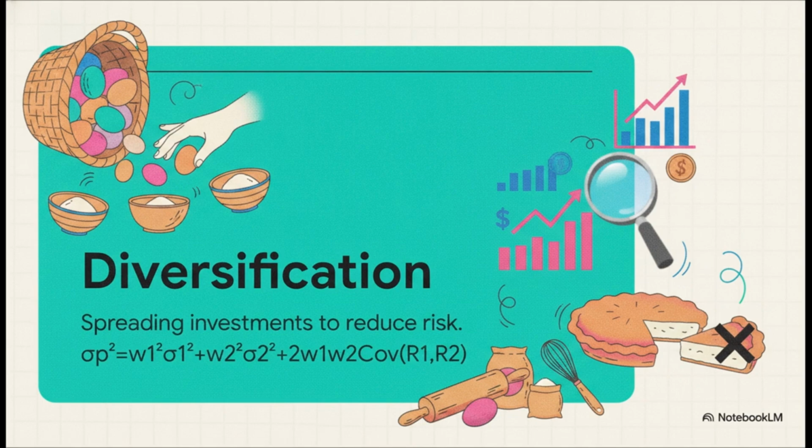And diversification isn't just some catchy financial buzzword about not putting all your eggs in one basket, though actually that's a pretty fitting metaphor for a bakery. It is a mathematical certainty. The portfolio variance formula proves that by combining assets that don't perfectly move up and down together, which is represented by the covariance at the end of that equation, you actively reduce the total volatility of your portfolio. Basically, one bad sector won't wipe out the bakery's profits.